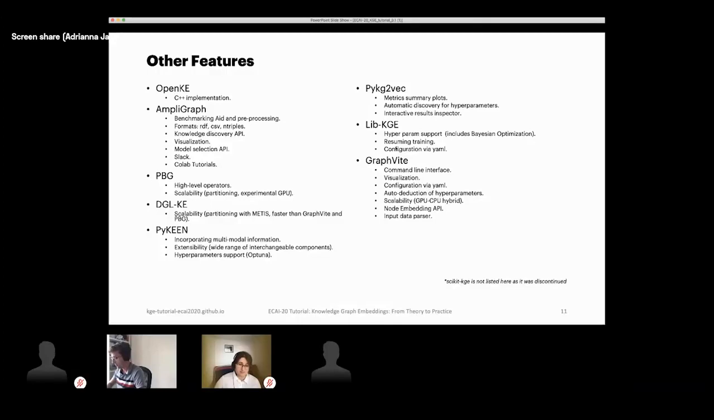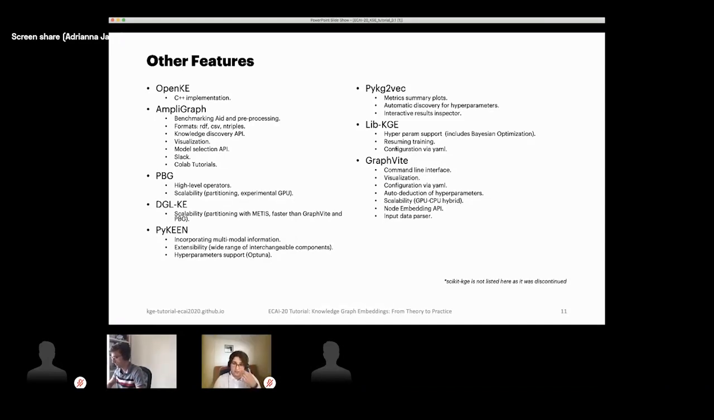Then DGL-KE is also good with scalable applications, as it provides partitioning with METIS, and it's faster than GraphVite and PyTorch BigGraph. Then we have PyKEEN, which has the possibility to incorporate multi-modal information, and it's extensible with a wide range of interchangeable components that you can just plug and play, let's say. It also has hyperparameter support via external software called Optuna.